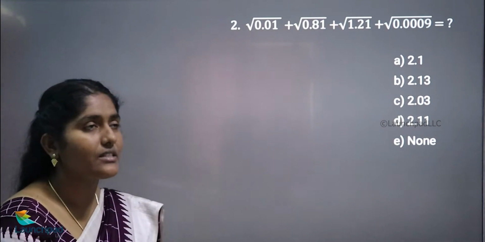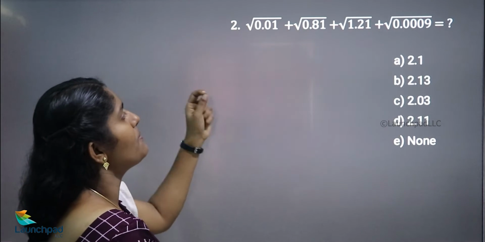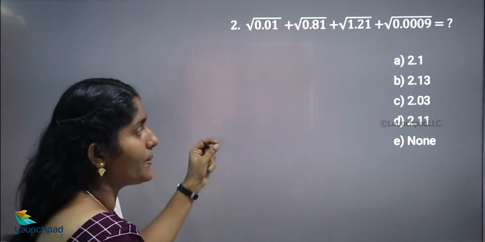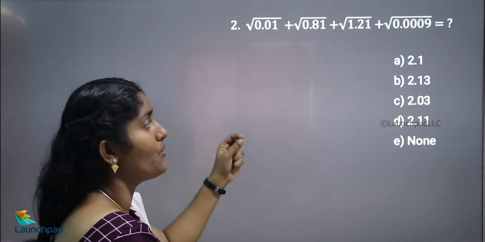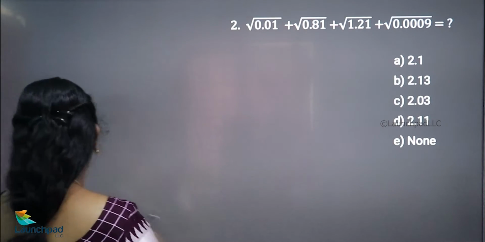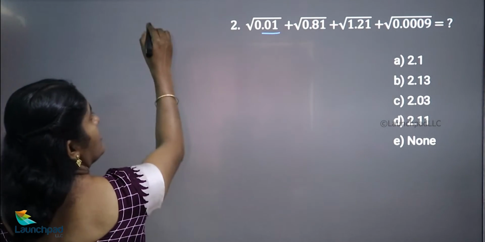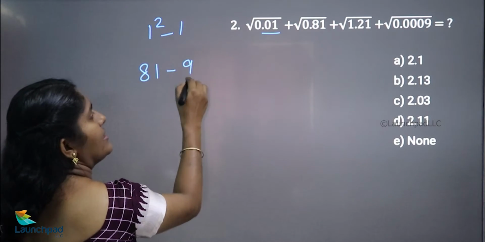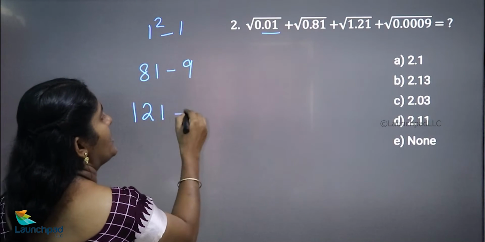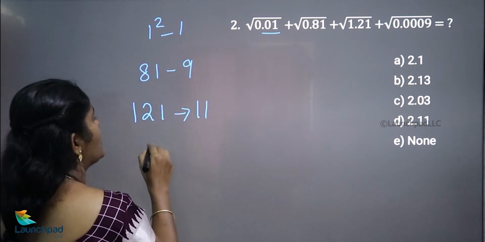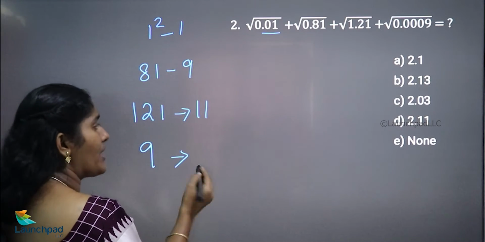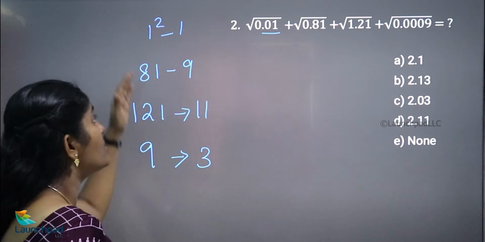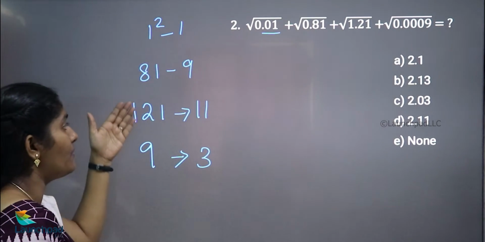And your next question is square root of 0.01 plus square root of 0.81 plus square root of 1.21 plus square root of 0.0009 is equivalent to what? Okay, see, 1 square means it is ending with 1. What is 81? 81 is 9 square. What is 121? 121 is 11 square. What is the square root of 9? 3. Now we are getting the answers 1, 9, 11, 3. So these are the square roots of the respective whole numbers.